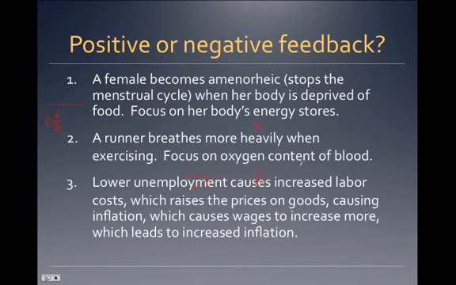Oops, I'm sorry, I drew on some of the lower example here, but the last one is actually not an anatomy example, and so you can probably guess which one this is, and that's because there's not as many examples of this type of mechanism in the human body. But here you can see in this case, lower unemployment causes increased labor costs, which raise the prices on goods. So we raise the price on goods, causing inflation, which would be our response, which causes wages to increase even more, which leads to even more inflation.